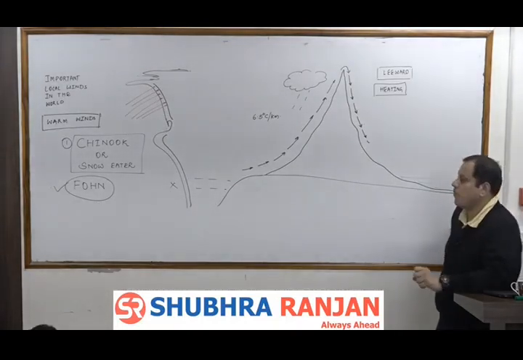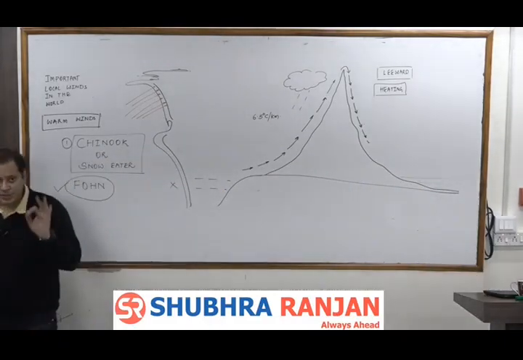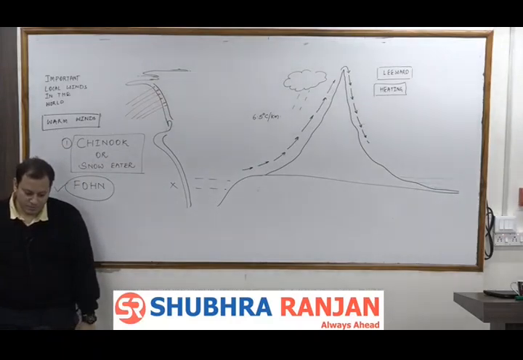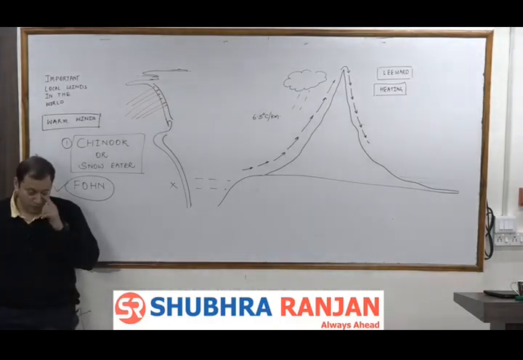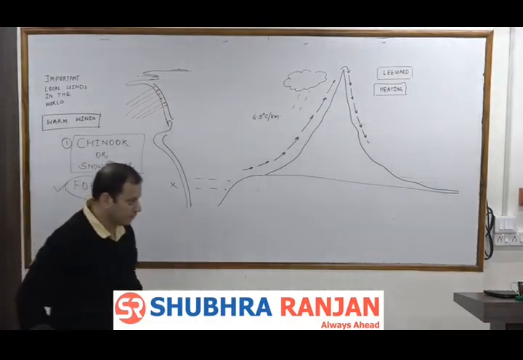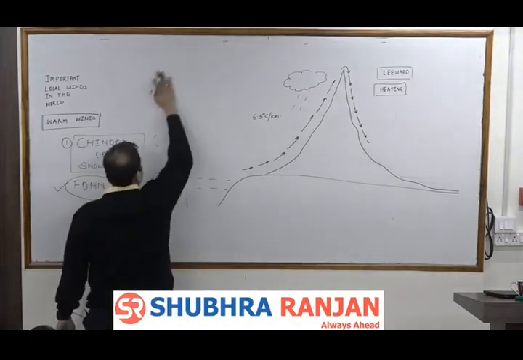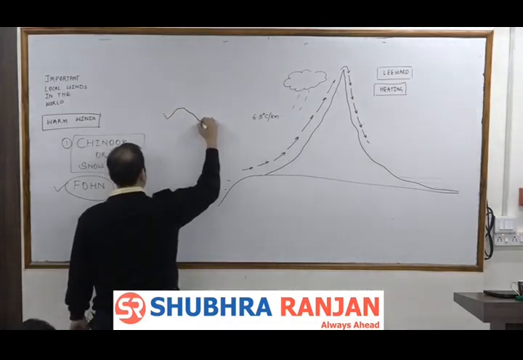Paragraph change करना. Such adjectives देखो सारे. Warm, such warm, dry wind, which flows on the leeward slope of the Rockies is known as Chinook or snow eater. Which flows on the leeward slope of the Rockies is known as Chinook or snow eater.